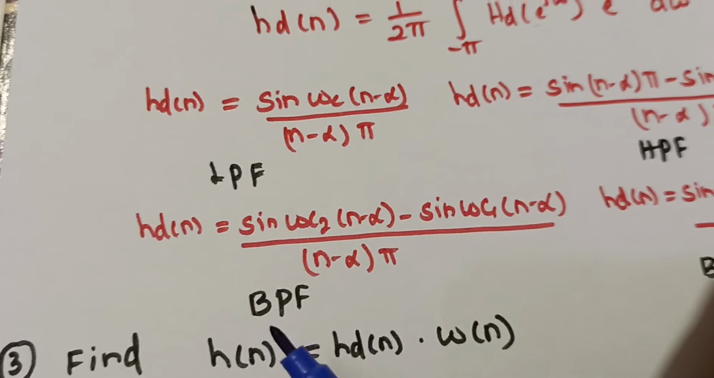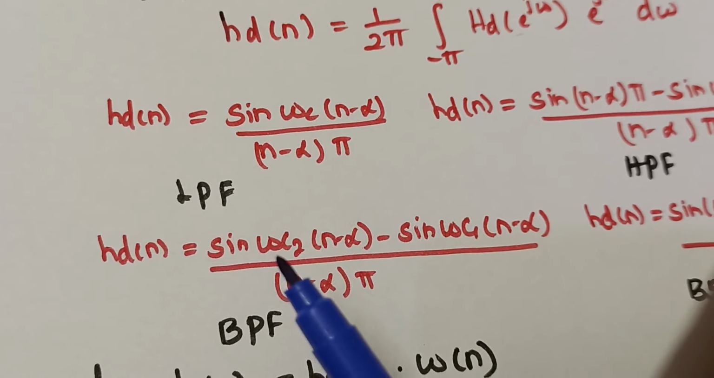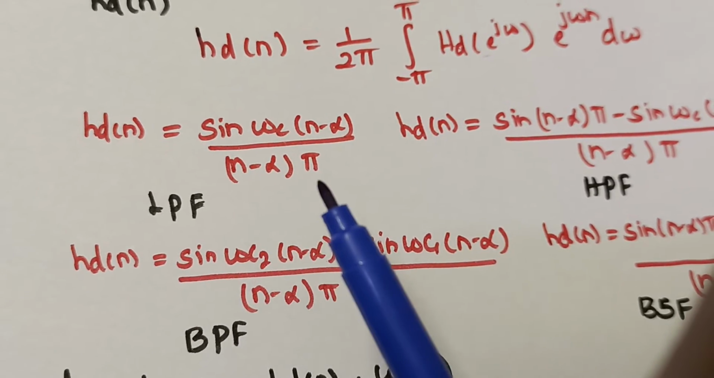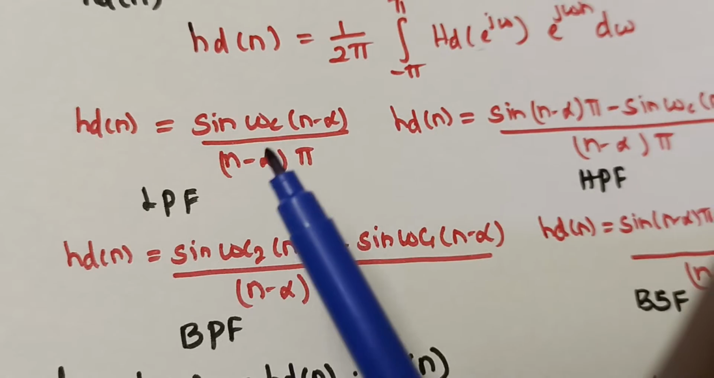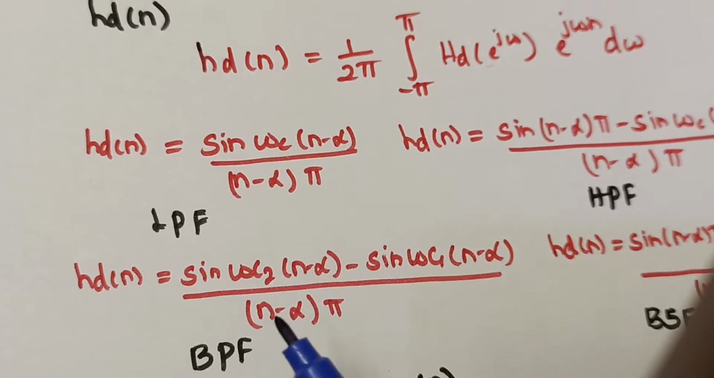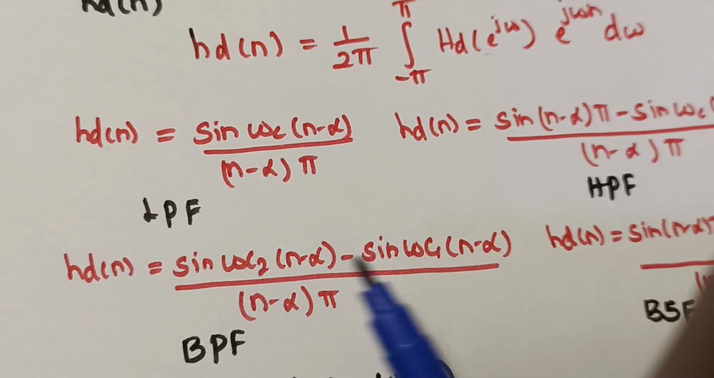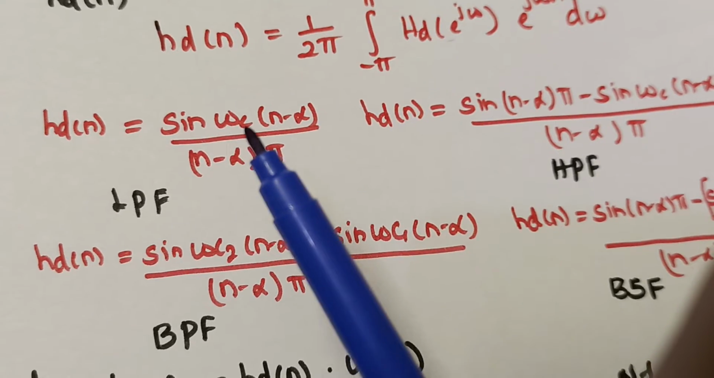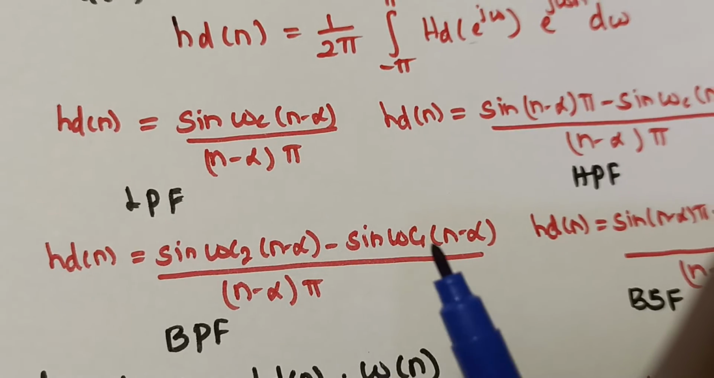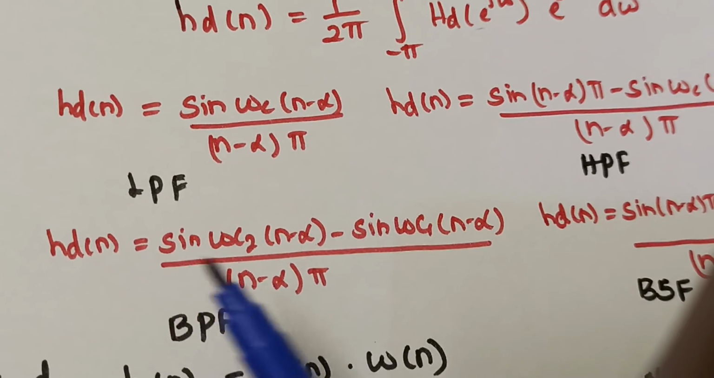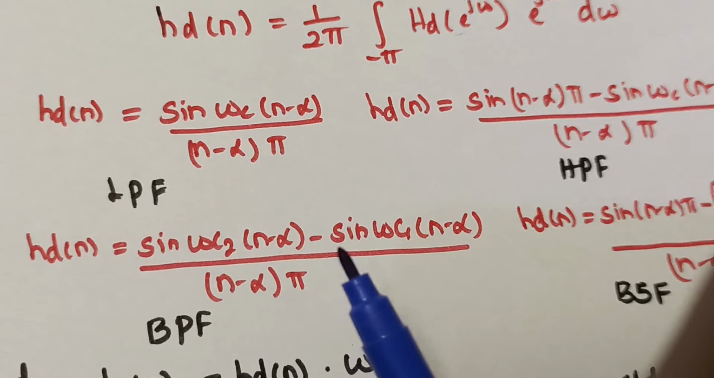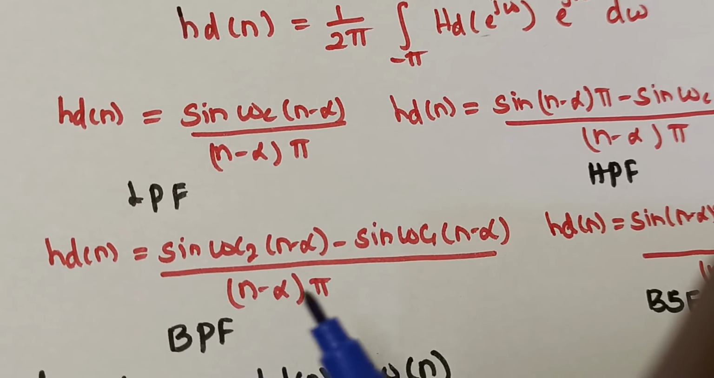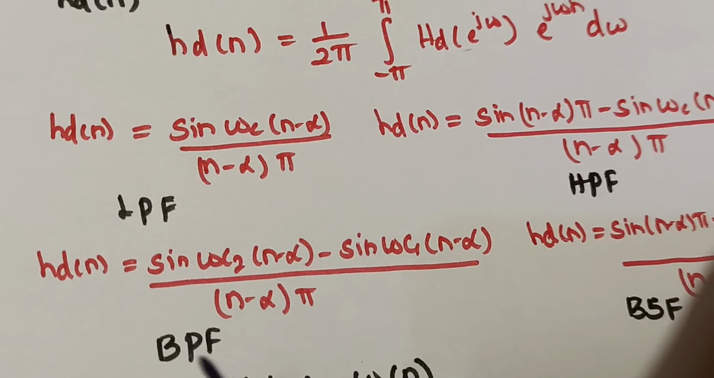Similarly, for the band pass filter, since we are going to have two different cutoff frequencies, the format is the same: sin omega c times n minus alpha, divided by n minus alpha into pi, and the denominator remains the same. But since in band pass we get two different cutoff frequencies, we get two terms in the numerator, that is, upper cutoff minus lower cutoff. You can remember it like this: sin omega c2 n minus alpha, minus sin omega c1 n minus alpha, divided by n minus alpha into pi.